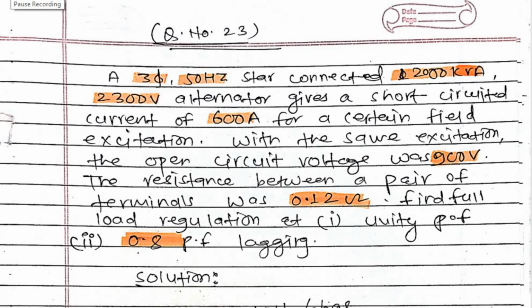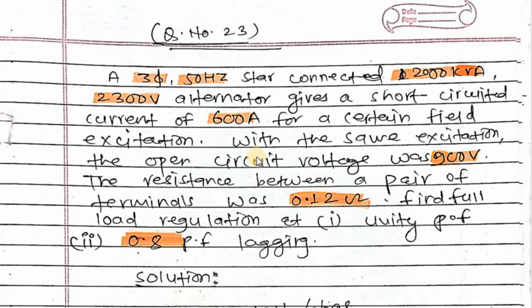Hello everyone, welcome to the Numerical series of electrical machines, and today our numerical problem is: a 3-phase 50 Hz star connected 2000 kVA 2300 volt alternator gives a short circuit current of 600 ampere for a certain field excitation.